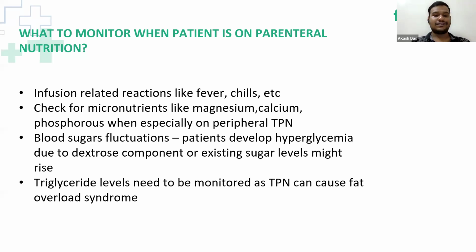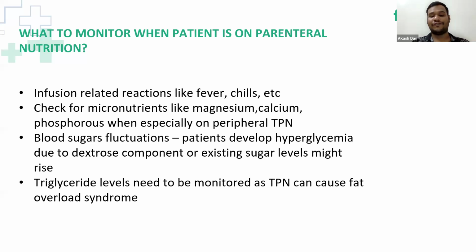Check for micronutrients like magnesium, calcium, phosphorus, especially on peripheral TPN. Also watch for blood sugar fluctuations. Patients develop hyperglycemia because it contains dextrose, especially diabetic patients, whose existing sugar levels might rise. Monitor triglyceride levels because it has a lot of lipid-containing emulsion in it.